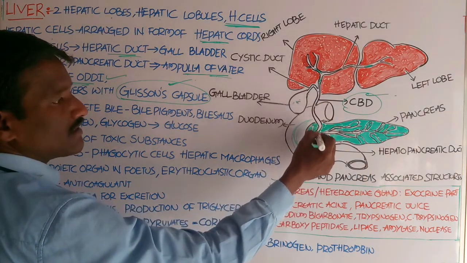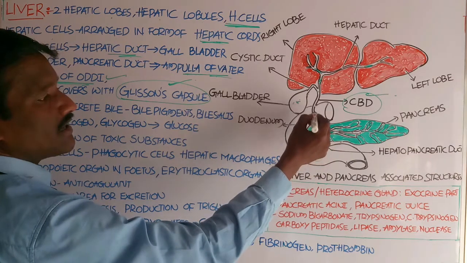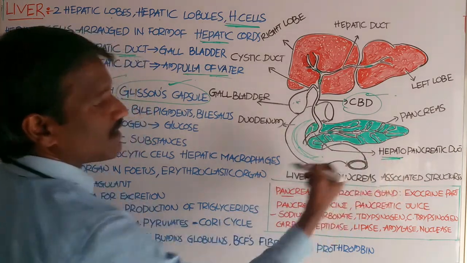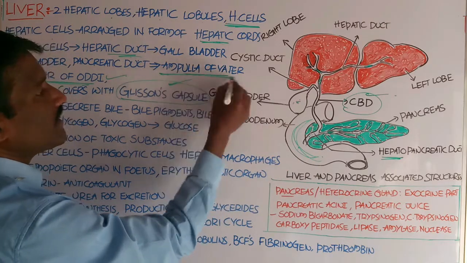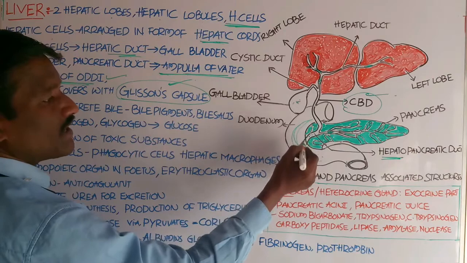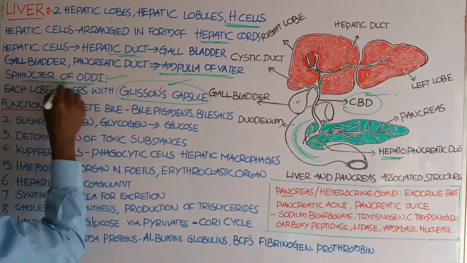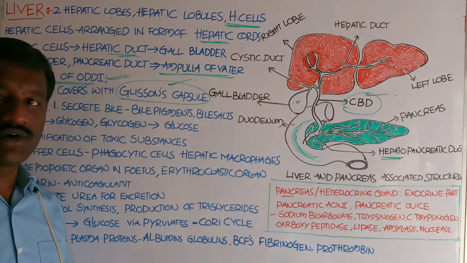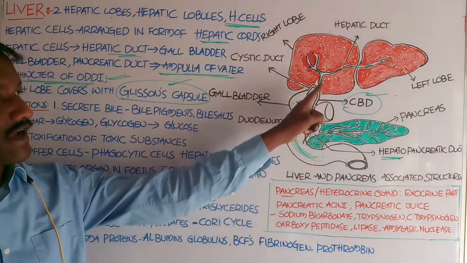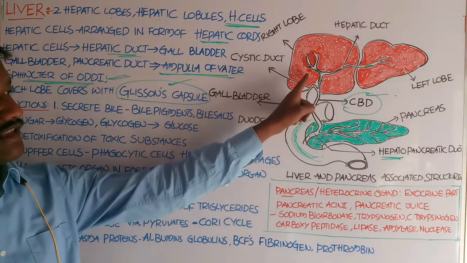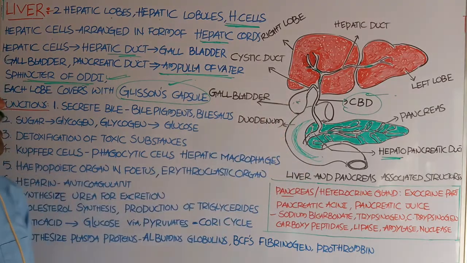The common bile duct combines with the pancreatic duct, which comes from the pancreas. The common bile duct and the pancreatic duct combine and form the hepatopancreatic duct. The hepatopancreatic duct forms the ampulla of Vater, which opens into the duodenum with the help of the sphincter of Oddi. This is the diagrammatic representation of the pancreas and the liver, with the associated structures, the duodenum and the gallbladder.